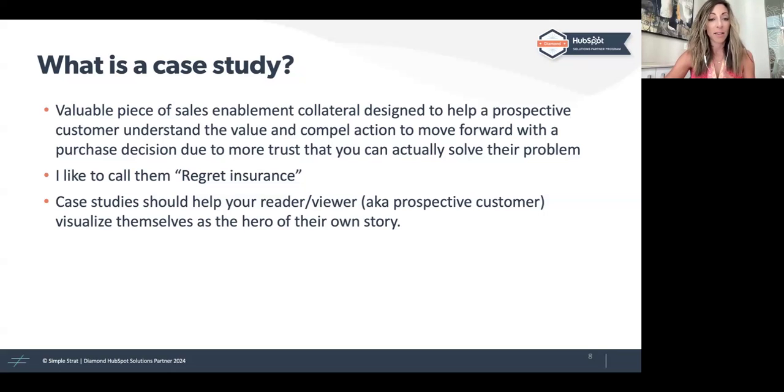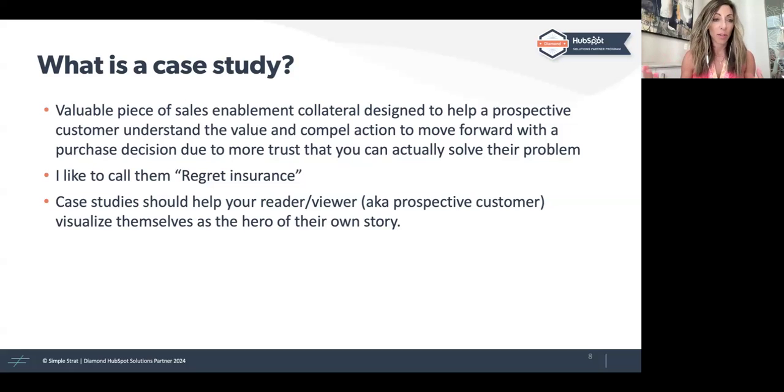So I like to call case studies regret insurance. And the reason I say that is because when we make a purchasing choice, we're putting our trust in the idea that this is going to solve my problem. Now, I don't know about you guys, but how many times have you bought something, whether it is a service or maybe a product, and immediately you go to put it to work and you're like, this is not what I expected at all.